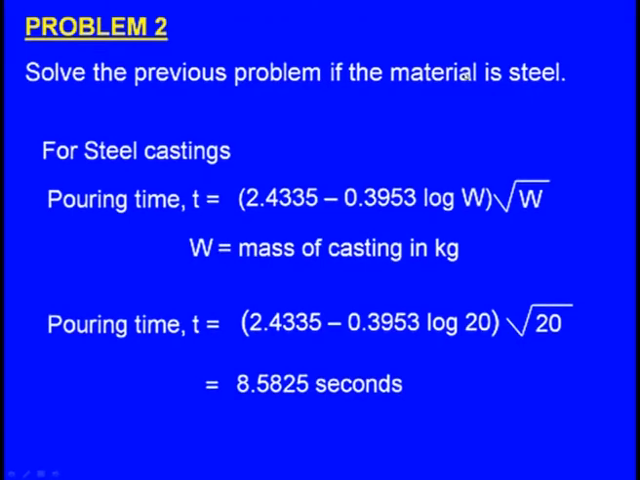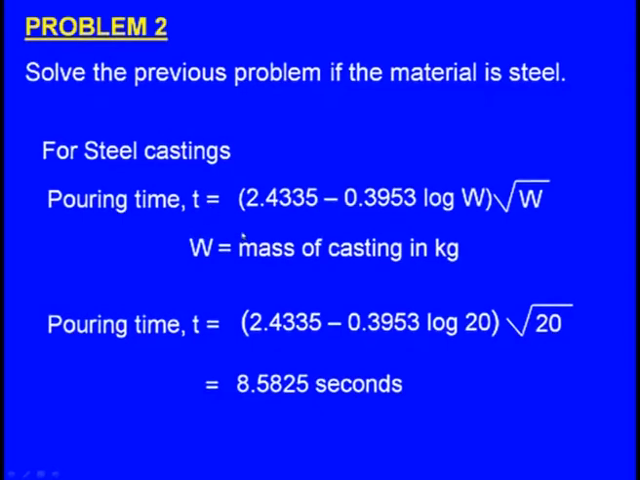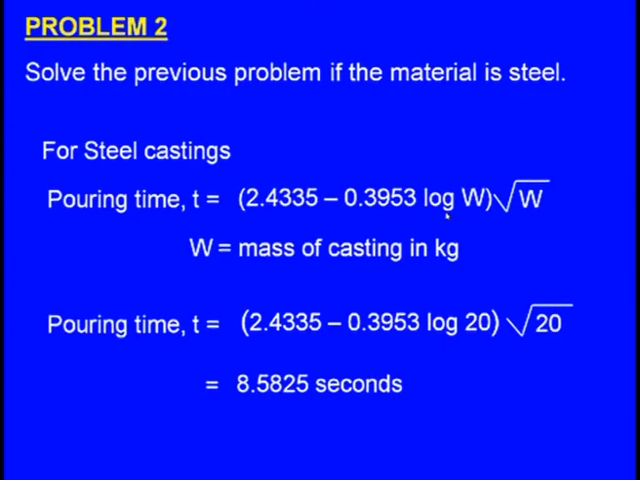Now, problem 2: solve the previous problem if the material is steel. For steel castings, pouring time t is equal to (2.4335 minus 0.3953 log W) multiplied by root of W, where W is the weight of the casting. Now, let us substitute W in this formula, then we will get pouring time equal to 8.5825 seconds. So, this is the way to calculate the pouring time when the material is steel.